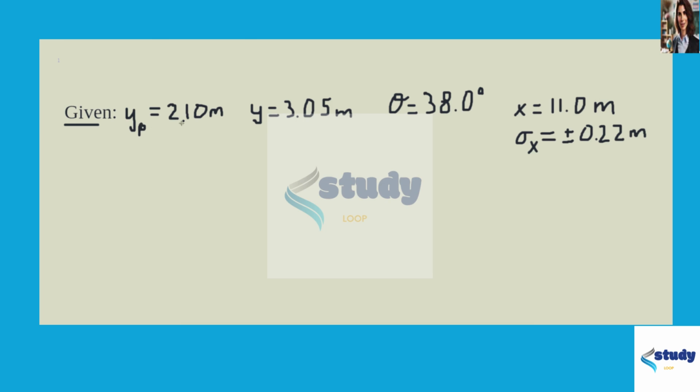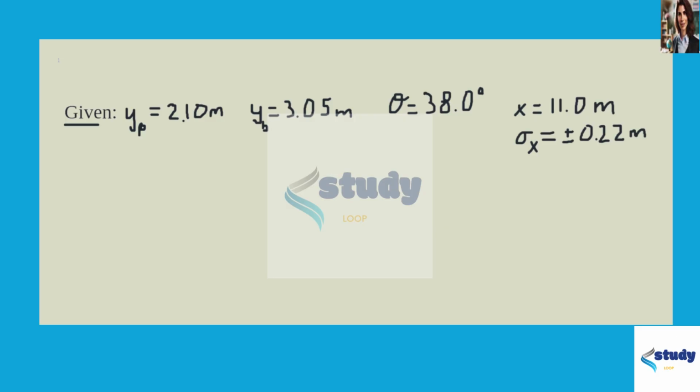So I wrote out some of the things we were given initially. I'm going to write y sub p for the player. The height of the player is 2.10 meters. Y sub b, for the height of the basket, is 3.05 meters. The shot angle is 38 degrees. X is equal to 11 meters, that's the distance away, and the accuracy of X, or the allowed uncertainty on X, I write as sigma X, is equal to plus or minus 0.22 meters.